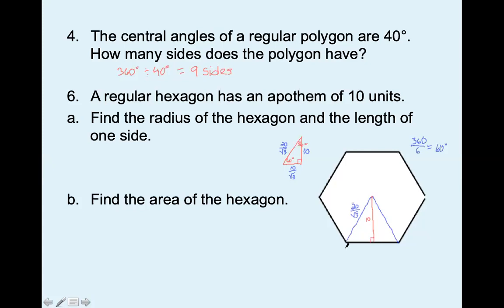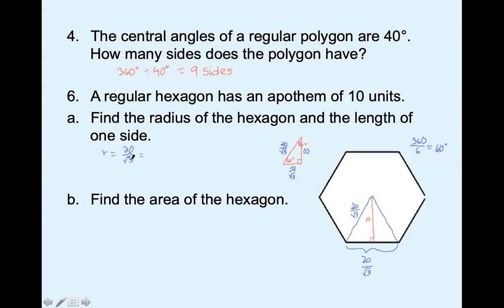The length of one side, from here to here, this short side, this entire side happens to be the same as this radius. So it is also 20 divided by the square root of 3. All right, so the radius, I'll fill it in here. The radius R equals 20 divided by the square root of 3.